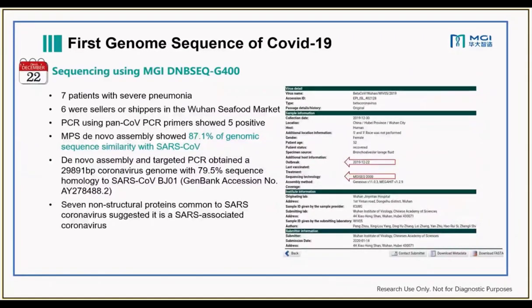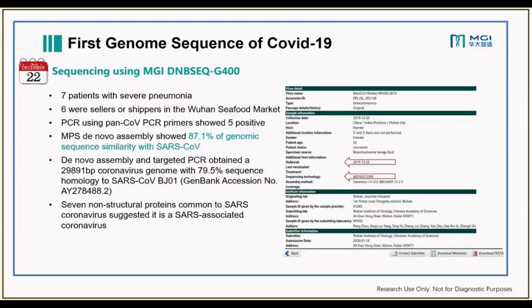The first genome sequence was done around December 22nd. The DNBSEQ G400 was used. There were 7 patient samples with severe pneumonia. 6 were vendors and shippers in the Wuhan seafood market. PCR was first performed using pan-CoV primers that showed 5 positives. MPS, or massively parallel sequencing, de novo assembly showed about 87% sequence similarity with SARS-CoV.